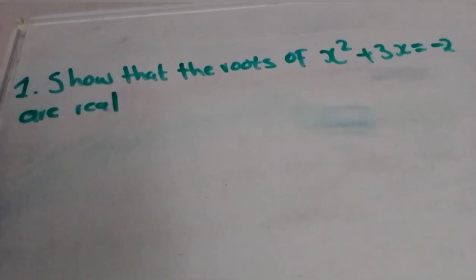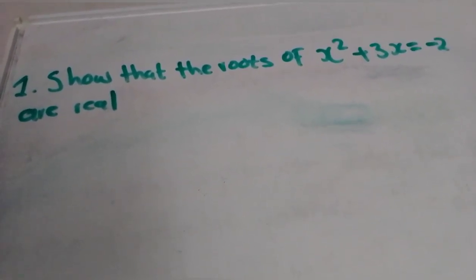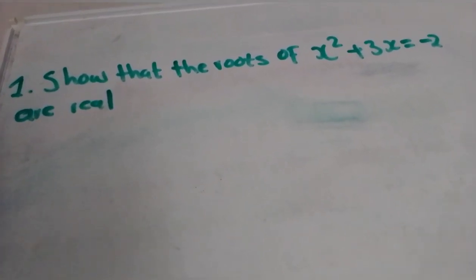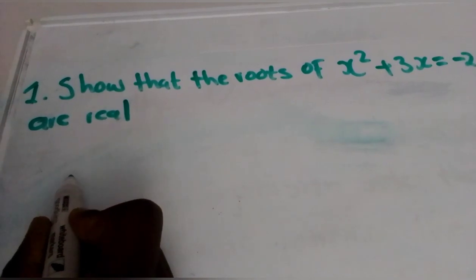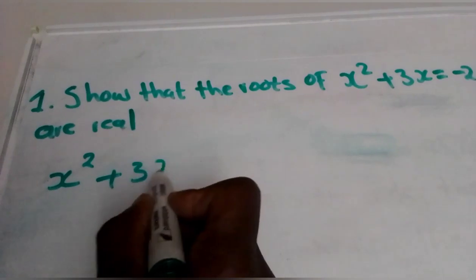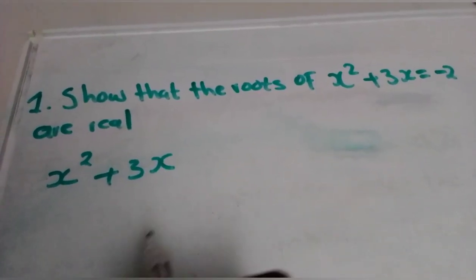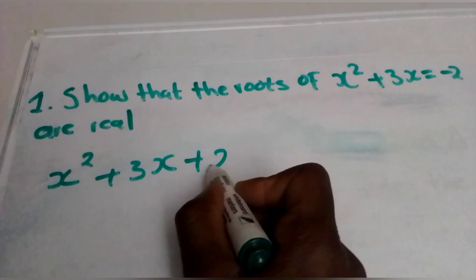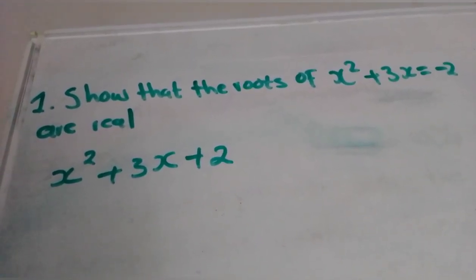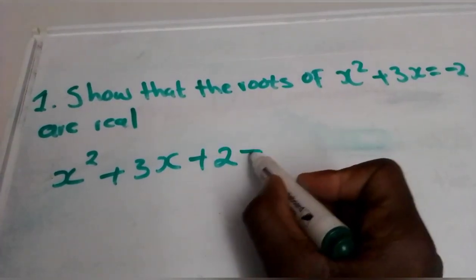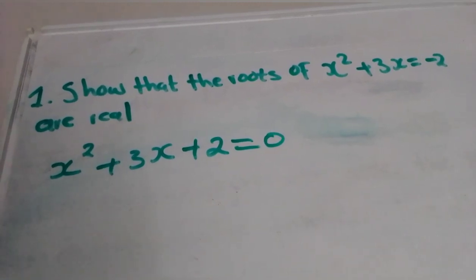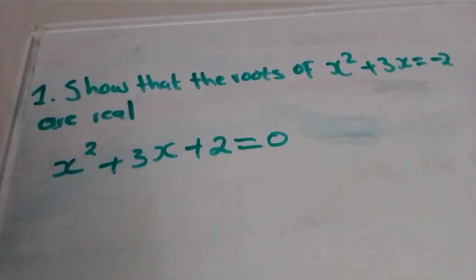This is how they ask questions. Show that the roots of x squared plus 3x equal to negative 2 are real. So we are dealing with a quadratic equation only. Now we need to make everything be in standard form. That's our first step: x squared plus 3x, then we transpose the 2 to be positive on the other side. Before we equate or put less than 0 or greater than 0, let's check what we are instructed to do. They say prove the roots are real. When the roots are real, just equate it to 0. Remember to check your notes.